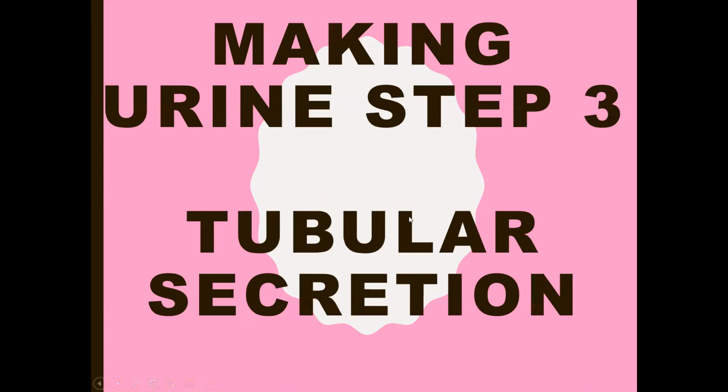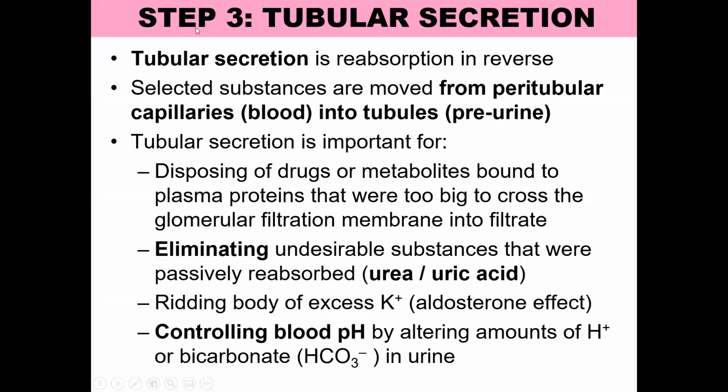So here we are. This is step 3. Remember, we had glomerular filtration, tubular reabsorption, and this is part 3, tubular secretion. So tubular secretion is where we move substances from the blood into the tubule. So it's the opposite of tubular reabsorption.